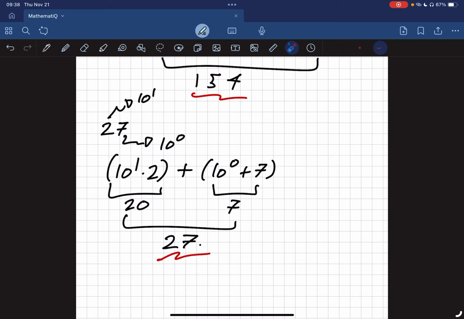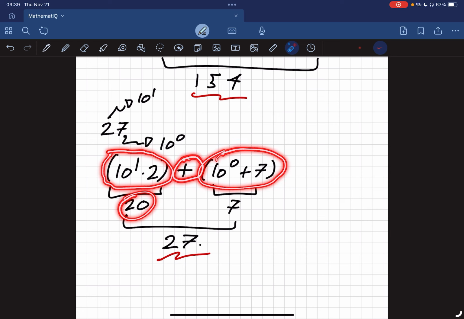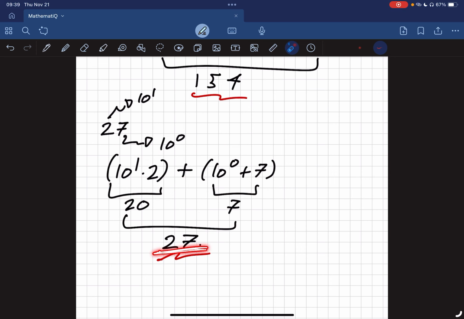So if we look at one more example of this, the number 27, once again, the value 7 has the weight of 10 to the 0, which is the ones, and then 2 has a weight of 10 to the 1, which is the tens. Once again, you multiply the value with its weight and the value with its weight, and then you add them together, and you get 20 and 7, which then gives you 27.